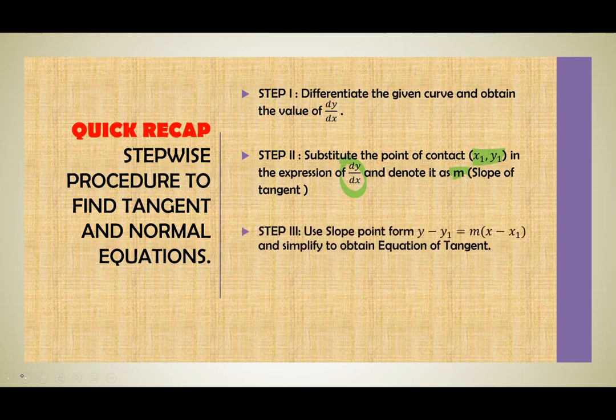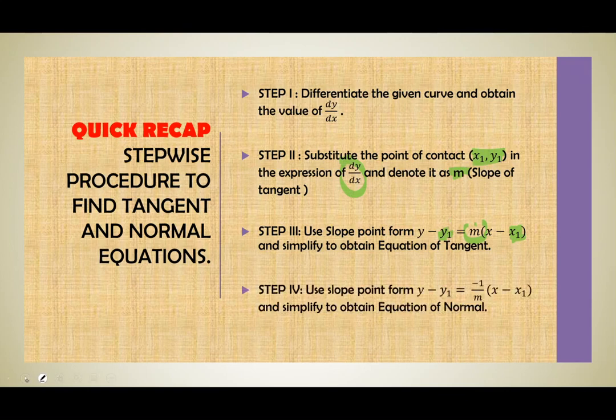In step 3, we use slope point form, that is y minus y1 equal to m into x minus x1. Again, remember y1 and x1 are the coordinates of the point of contact, and m is the slope of the tangent. And in step 4, we use slope point form, that is y minus y1 equal to minus 1 upon m into x minus x1, and simplify to obtain the equation of the normal. You should remember why I had taken minus 1 by m here.